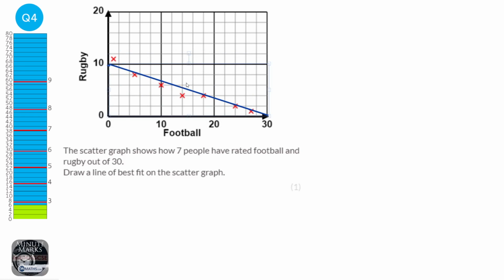But if you have it slightly off, so slightly down here or something, don't rub it out. Chances are you'll get the mark. They're quite lenient when you draw lines of best fit.